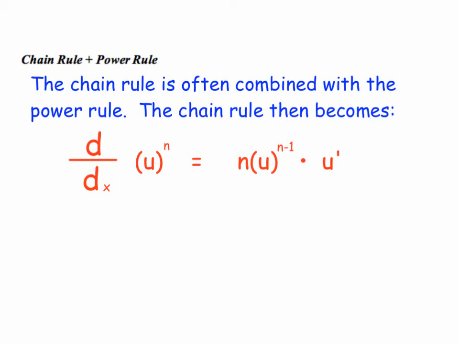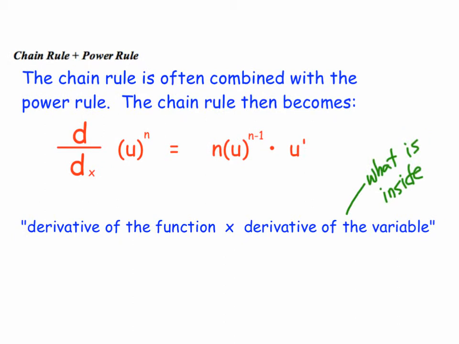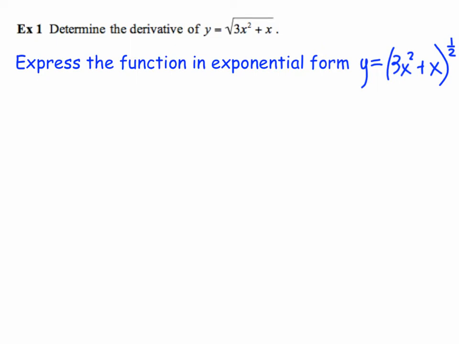What ends up happening is you take the derivative of the function times the derivative of what's inside. In example 1, we want to take the derivative of y, which equals the square root of 3x squared plus x.